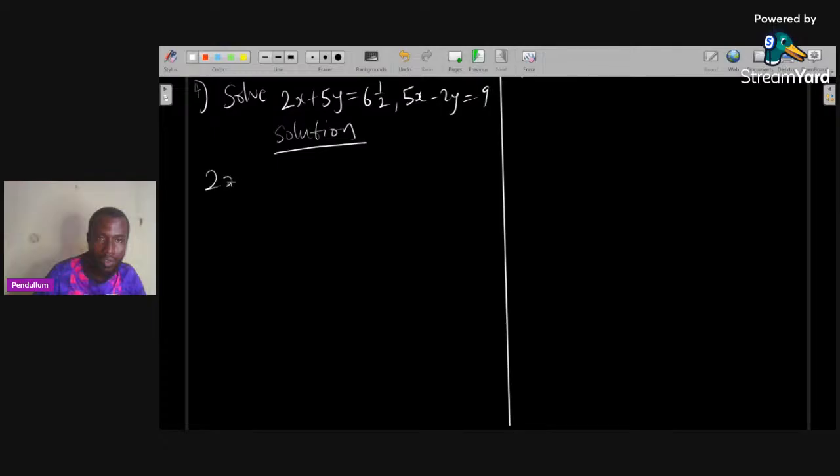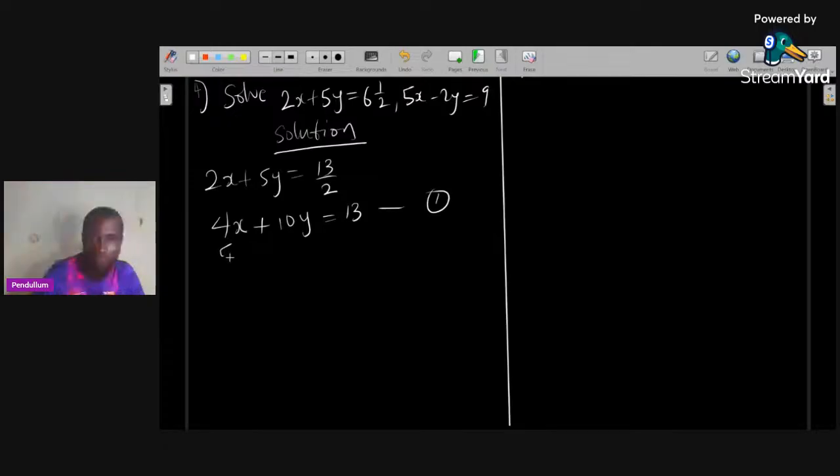Now again, we have that 2x plus 5y is equal to 13 over 2, and if we multiply through by 2, the denominator here, so that we remove this fraction, we've done it before, this is going to be 2x times 2 is 4x, 5y times 2 is 10y, and 13 on the other side. So that's equation 1. And then 5x minus 2y is equal to 9, equation 2. So we are solving by substitution.